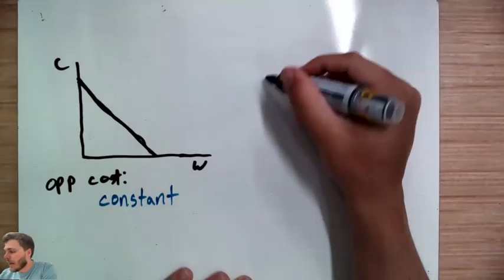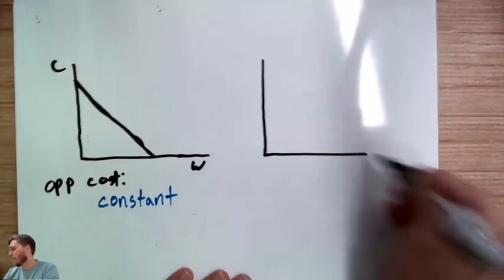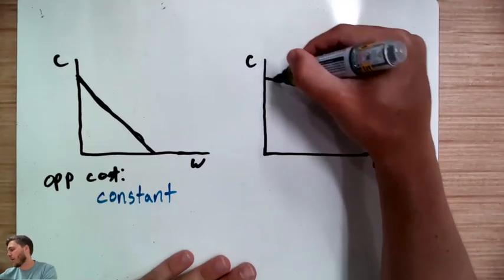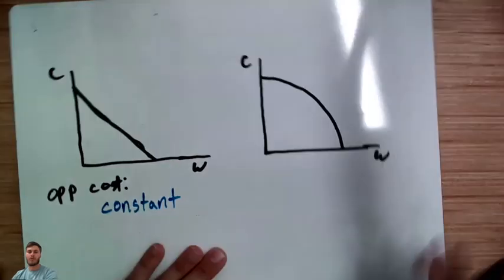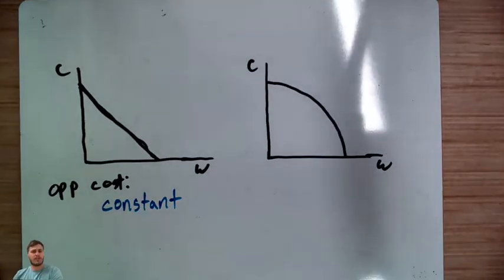Now, I could ask us to draw it, or I could draw it differently. And that's what I will do here with a bowed out curve. Now, why would I do this? Because this is going to be more realistic. In the real world, you have economies of scale. It's not necessarily always going to be a one-to-one. So what is going to be the opportunity cost in this situation? Well, it's not constant. Our slope here is not constant.